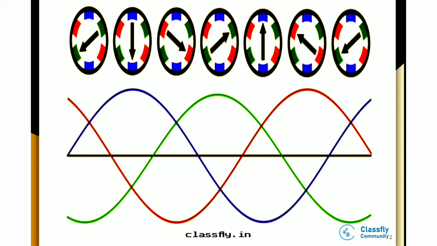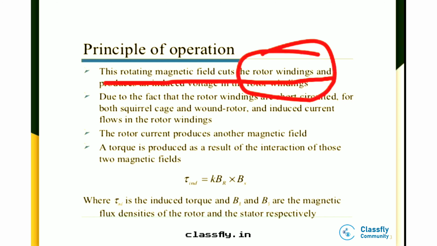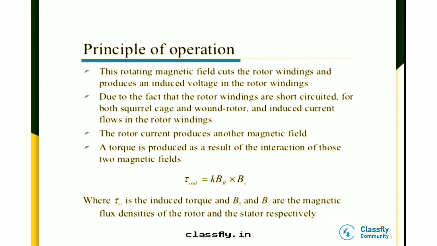So now let's move on to the principle of operation. The principle of operation states that the rotating magnetic field cuts the rotor winding. So we know that in the rotor part, the magnetic field at that point of time rotates. The rotor is the revolving portion, right? So there the rotating magnetic field cuts this rotor winding, and it will produce an induced voltage in that rotor winding.